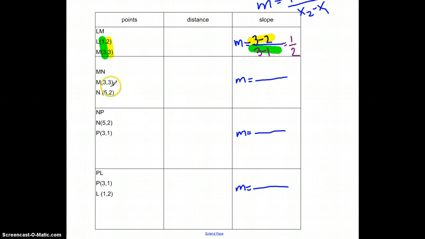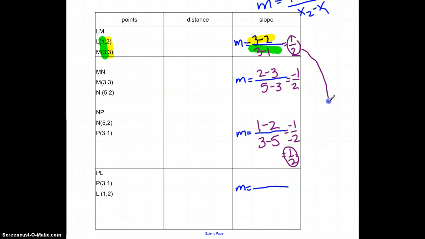So in this one, on the top, it's going to be 2 minus 3. And then 5 minus 3. So negative 1 over 2. Okay, the next one, 1 minus 2, and then 3 minus 5, which is going to be negative 1 over negative 2, which gives me a slope of 1/2. Now I know this one and this one, those two sides right there, are going to be parallel.